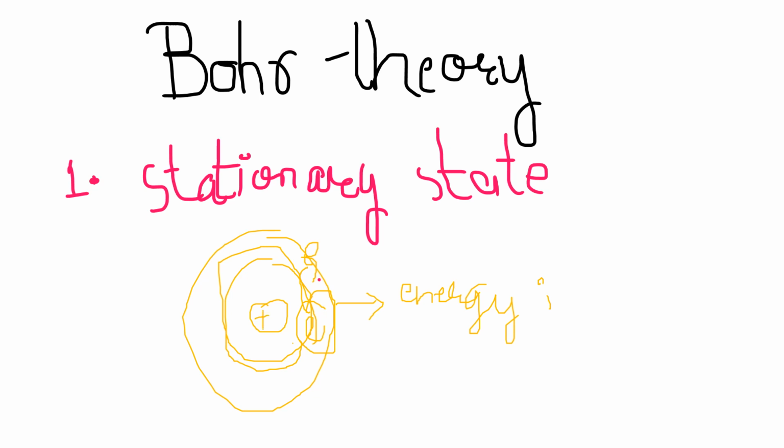In the Rutherford theory, this was the limitation: if an electron is moving with a specific energy, what is the source of that energy? Or if it's moving continuously, why doesn't it fall onto the nucleus? This was explained by Niels Bohr.